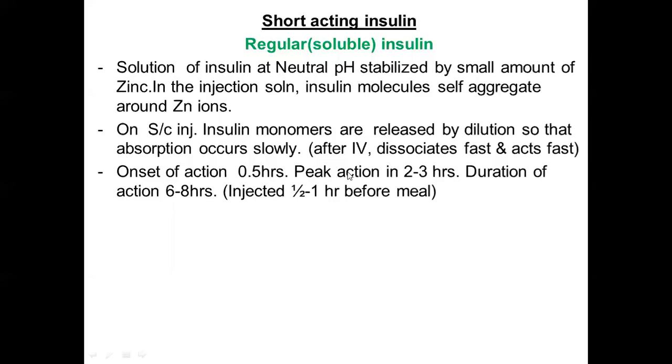So onset of action of this type of insulin takes about 0.5 hours. The peak action is in 2 to 3 hours, and the duration of action is 6 to 8 hours. So just compare with what I told you in the first one. Short-acting insulin is supposed to be mimicking the bolus secretion of the physiological insulin secretion. Now, when I told you about the bolus, it should be rapid in action. It should have a defined peak and it should have a short duration of action.